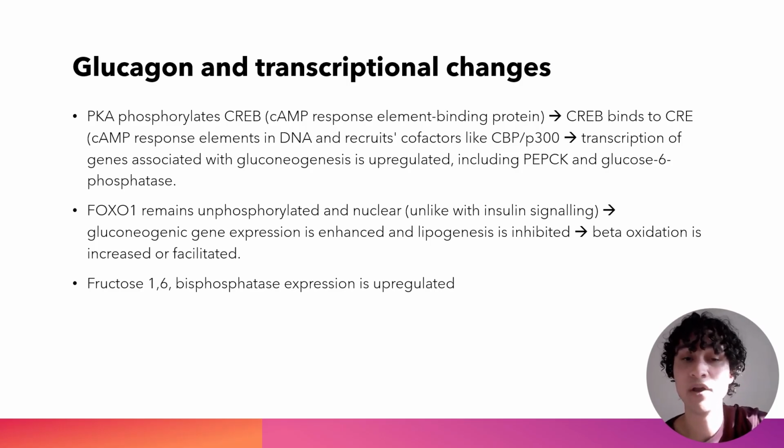And one way it does this is by upregulating lipolytic genes, or genes associated with beta oxidation, and suppressing lipogenic gene expression. Now, if you remember, insulin signaling resulted in the phosphorylation of your FOXO1 transcription factor. Now, in glucagon signaling, FOXO1 remains unphosphorylated, it remains activated. So hyperglycemic gene expression is suppressed.